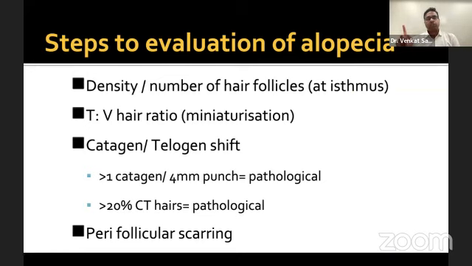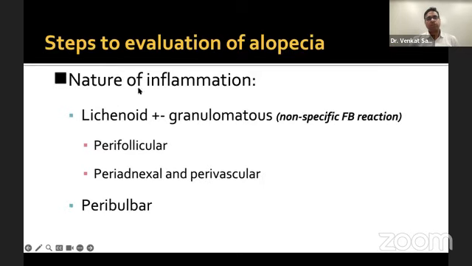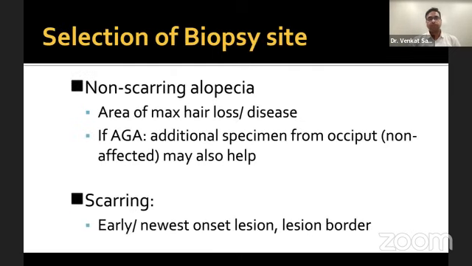So, steps to evaluate alopecia, I told you earlier, the way I do it is look at the density or number of hair follicles in the isthmus, look at presence of miniaturization, catagen-telogen shift, and I discussed that earlier. And then, of course, perifollicular scarring and inflammation. Nature of inflammation, is it lichenoid, perifollicular, is it periadnexal and perivascular as well? So if it's only perifollicular, you're dealing with LPP. If it's periadnexal and perivascular interstitial, you're dealing with DLE maybe. And if it's neutrophilic, again, I told you, you're dealing with folliculitis decalvans in that spectrum. If it's peribulbar alone, then you're dealing with alopecia areata and its mimics.